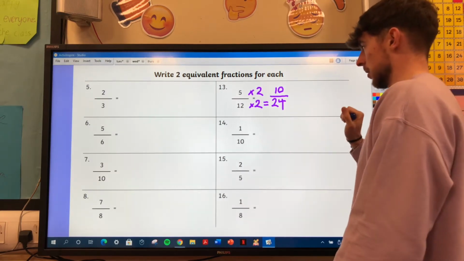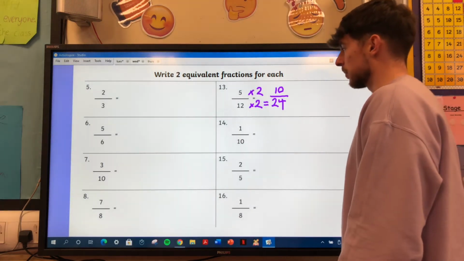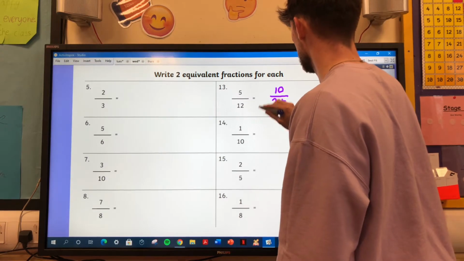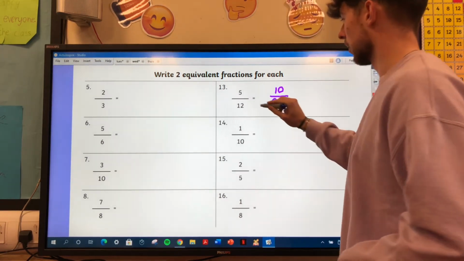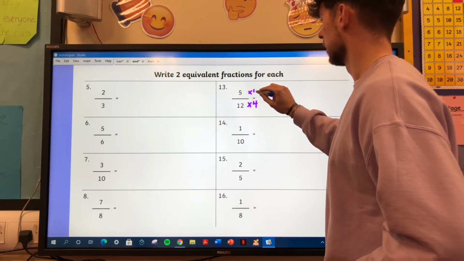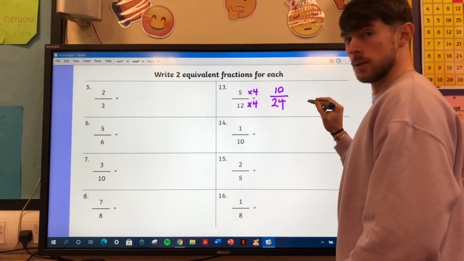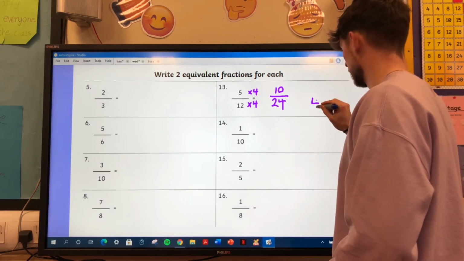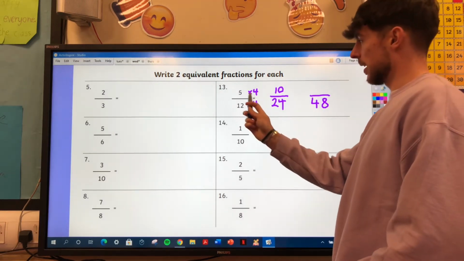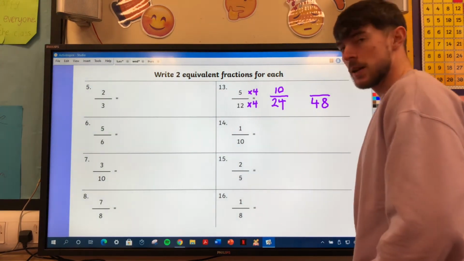Now we need another one. Okay, so what else could we say is an equivalent fraction to that? What if we multiplied the bottom by, let's say, 4? What would we get then by 4? So 12 by 4 is equal to, what is it? 48. Okay, and what's over it? We have to multiply, if we multiply the bottom by 4, we have to multiply the top by 4.